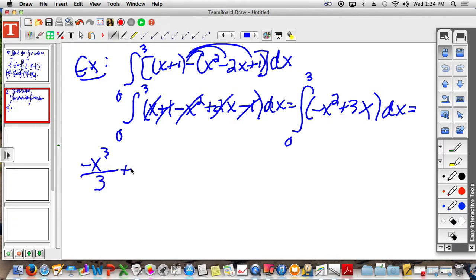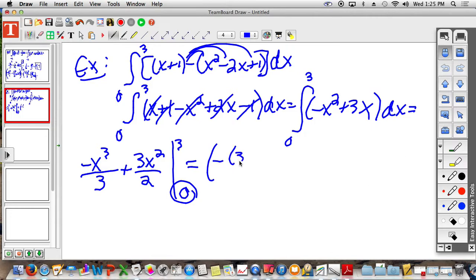Plus 3x squared divided by 2. We are going from 0 to 3. So we need to evaluate each one of these things at 3, and we need to evaluate it at 0. So let's talk about the bottom first. When I plug a 0 in for those x's, what am I going to get? 0. You're going to get nothing. So the second part of this thing doesn't even need to be done. I'm telling you that now so that hopefully you'll hang in for just a little bit longer. We don't even need to do the bottom bound, because it's going to get us 0.